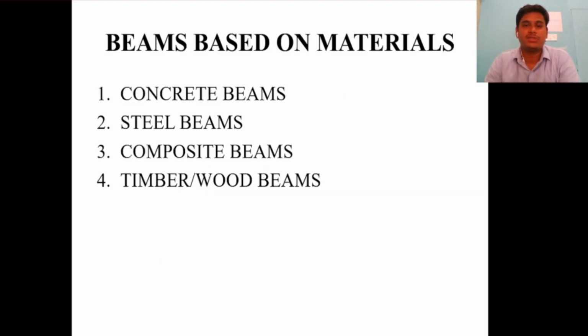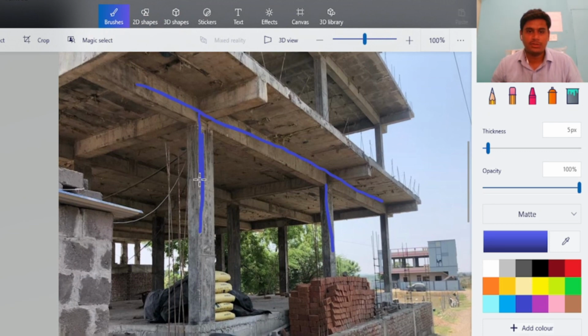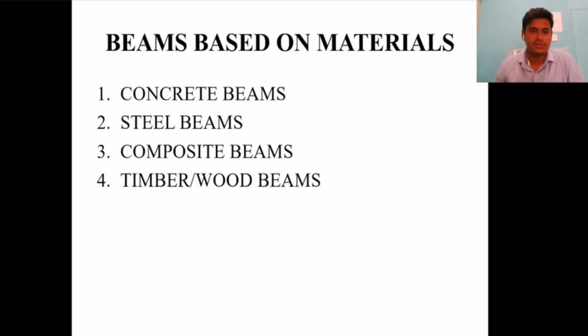So first, classification of beams based on material. Four main types of beam based on material. First beam is concrete beam. You can see concrete beams everywhere. Let me show you a concrete beam. This you can see, this is the support and this is the concrete beam. Next is steel beam.